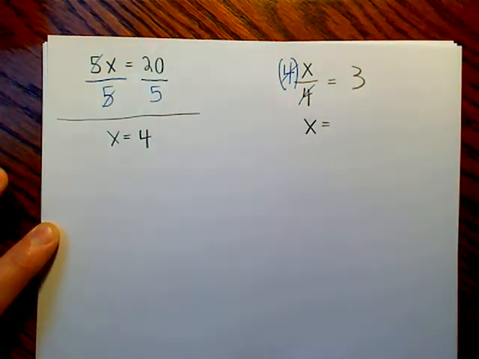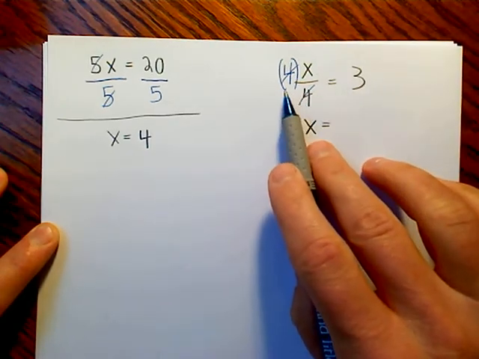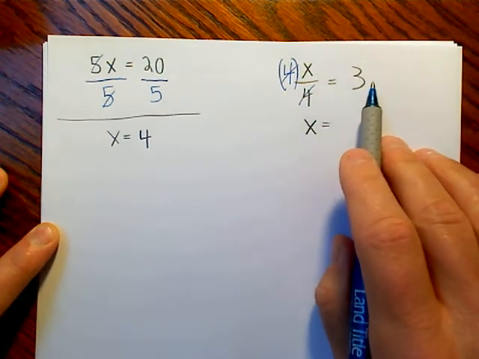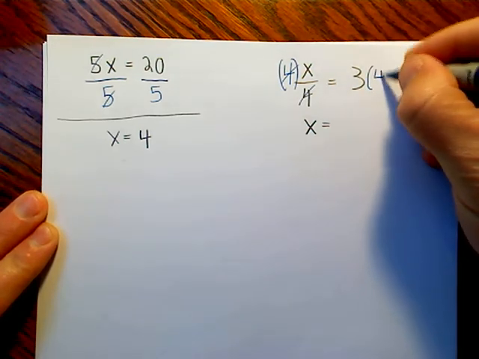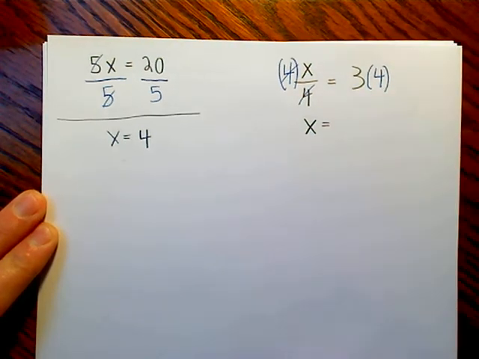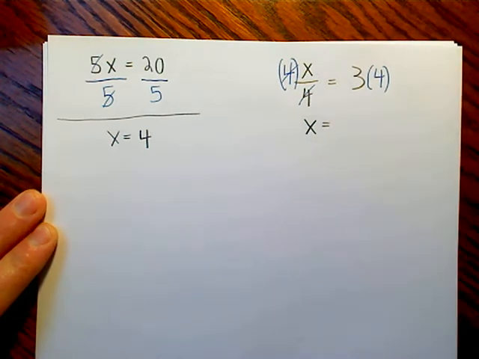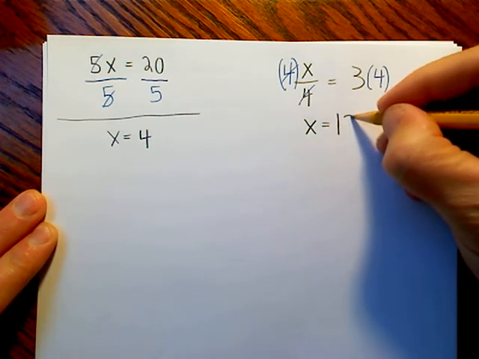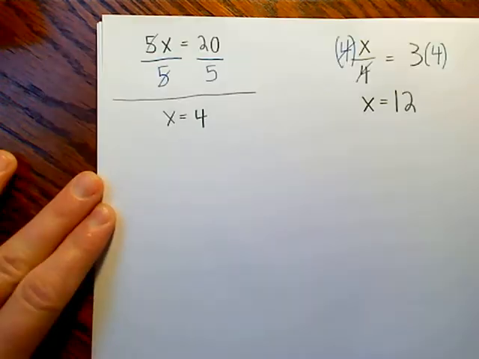That's what we wanted. But I've got to remember that if I do something to the left side of my equation, I've got to do it to the right side so I keep everything even. So I'm going to multiply by 4 on the right side as well. Now I just need to do some computation. 3 times 4, that is 12. And there's my answer. x equals 12. Two more problems.